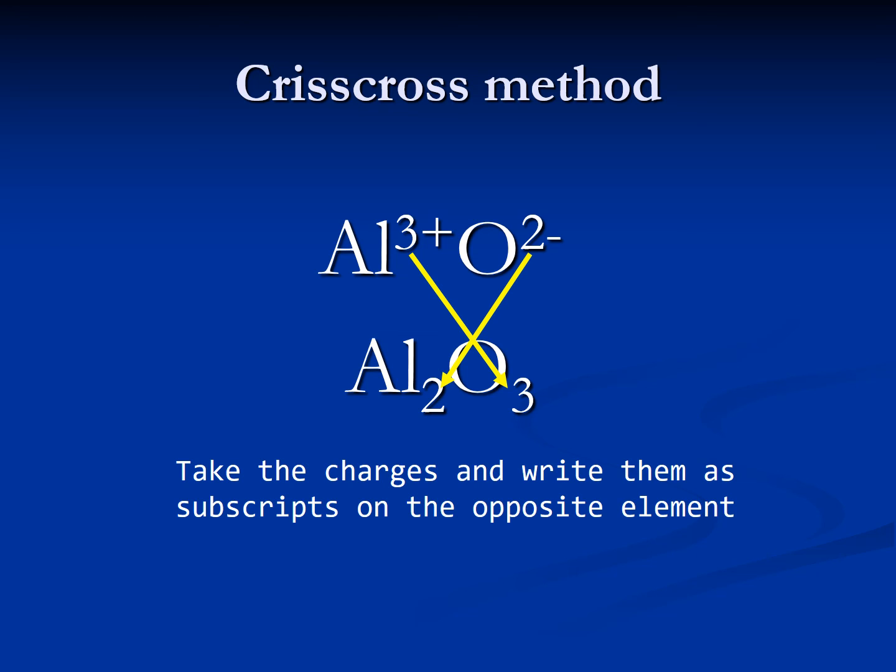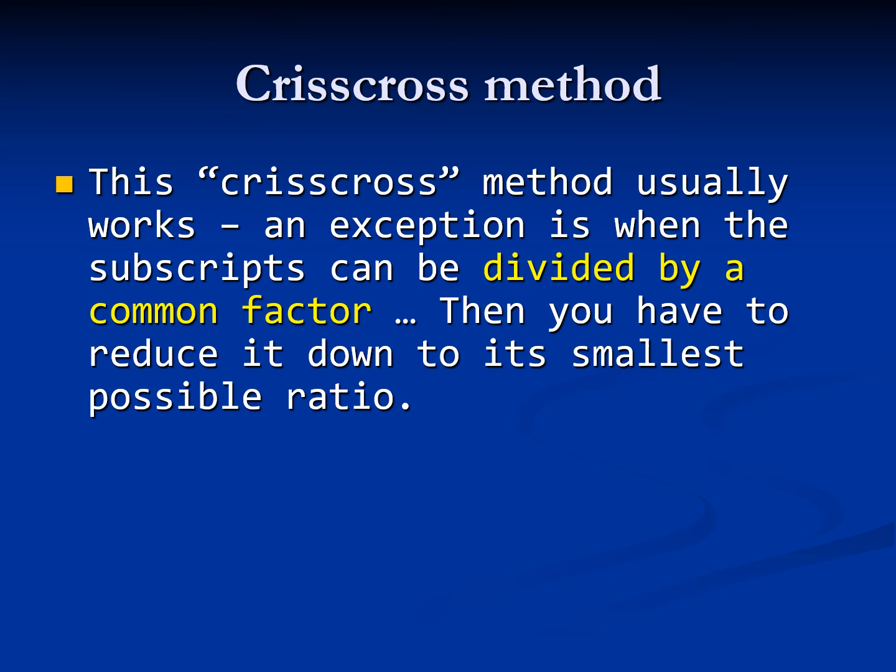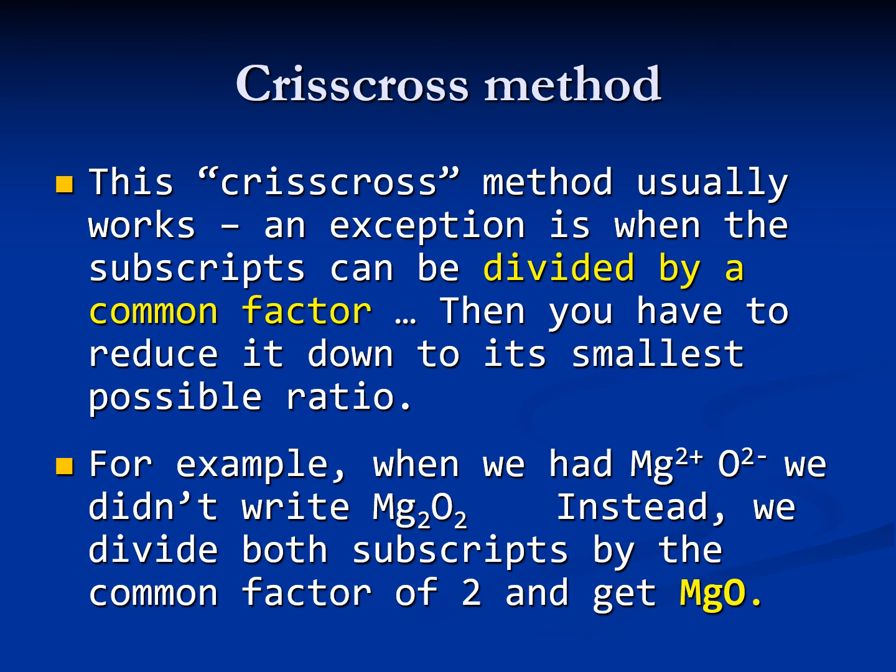The only exception is when both the charges can be divided by a common factor, such as if they're both +2, -2, +4, -2, then it doesn't work. You have to figure out the ratio a different way. But it works especially well when one of the charges is odd and the other is even.